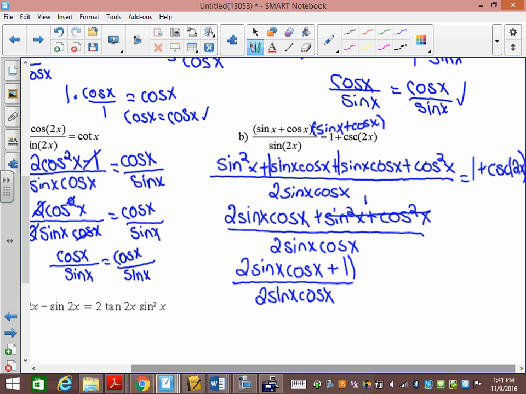These are attached by a plus sign. They're not. You can't just cancel those 2 off and have a 1 miraculously. Okay? You can't do that. Don't do that.